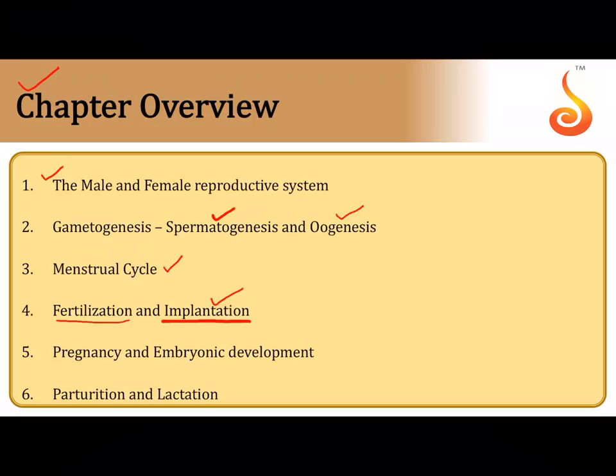After that, you will be learning about pregnancy and some of the milestones associated with embryonic development. And finally, you will be learning about childbirth or parturition as well as lactation. So this is meant to give you an overall idea of what you can expect in this chapter. This gives you the chapter overview of what you will be dealing with.